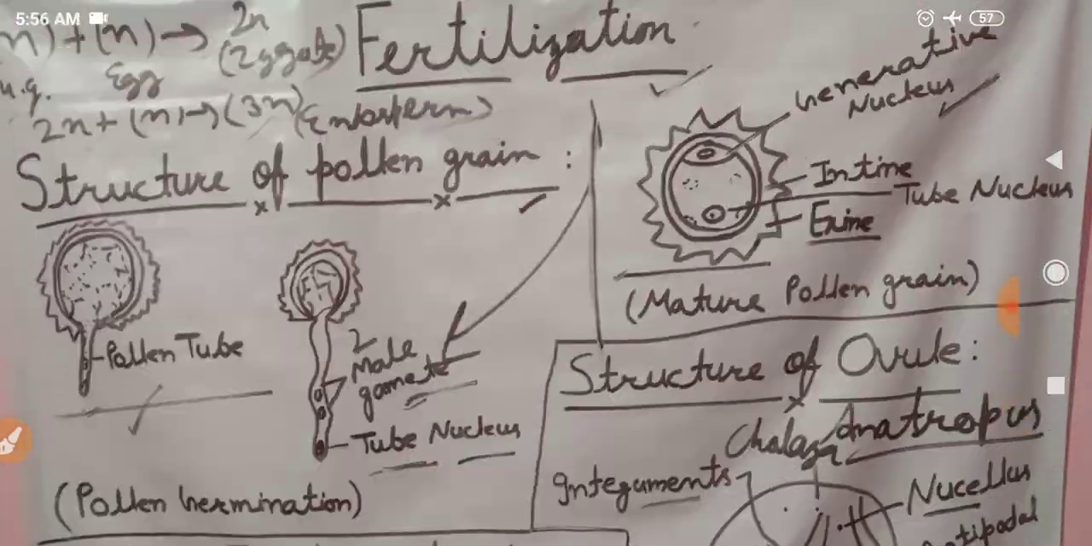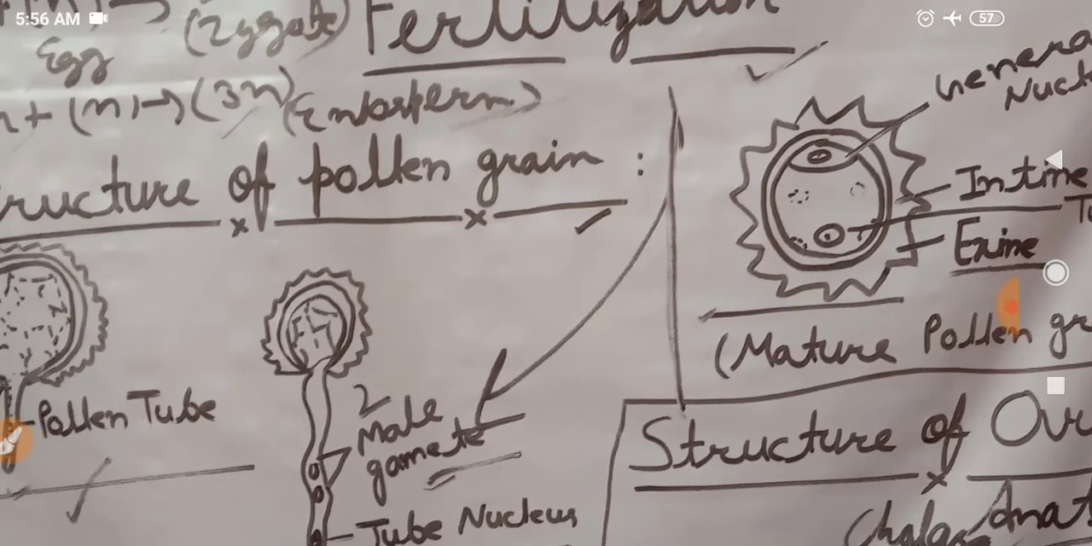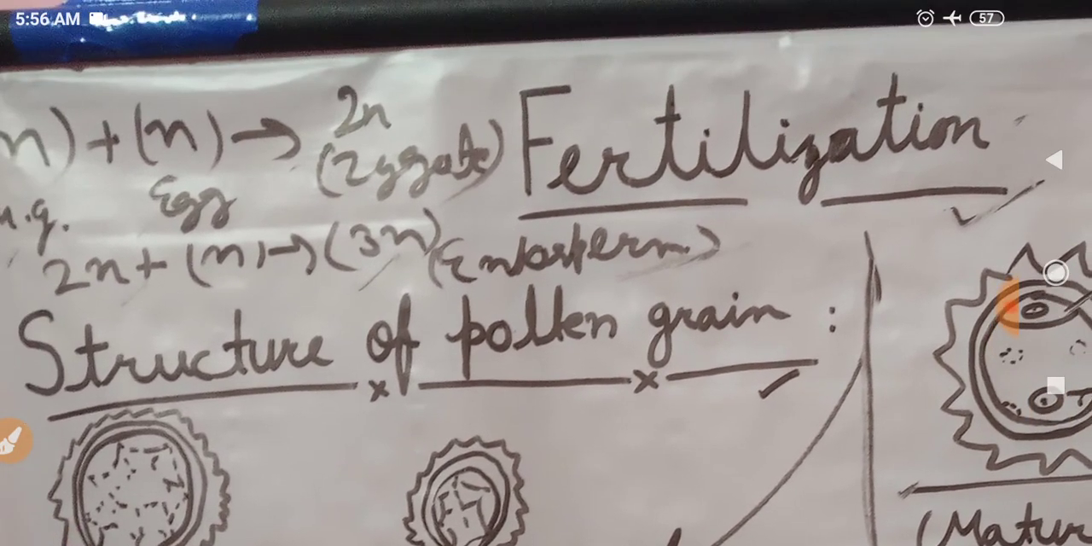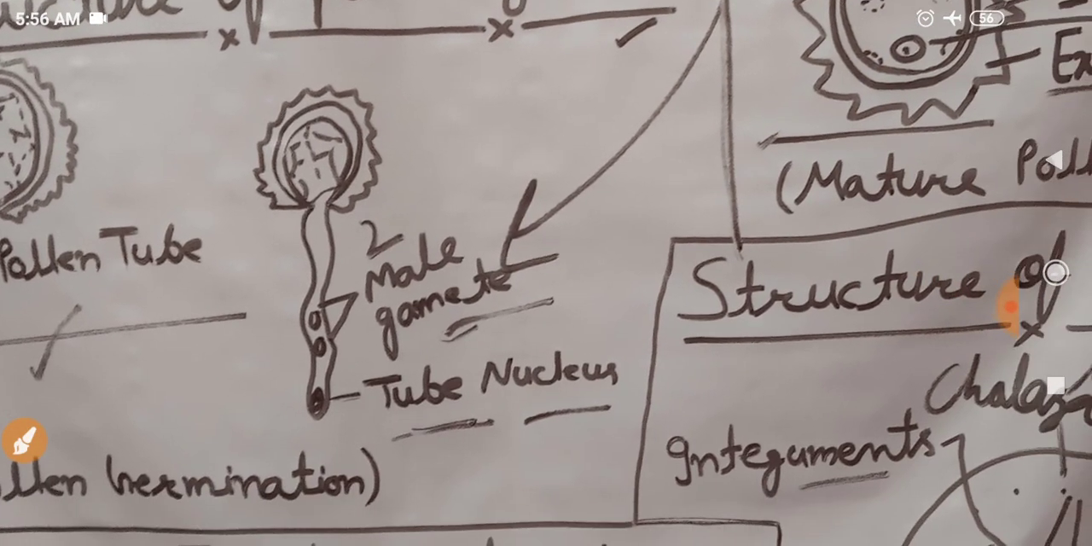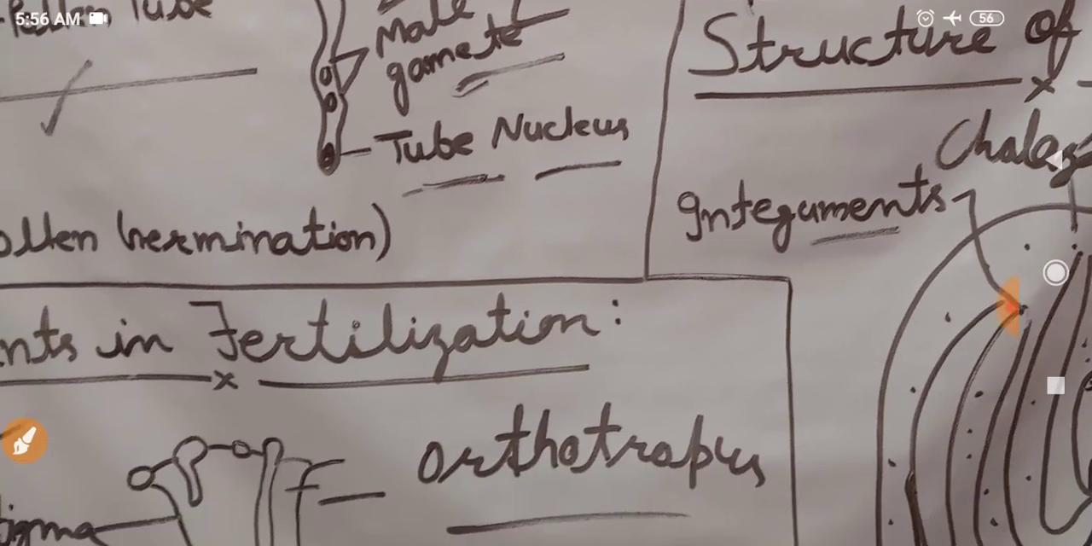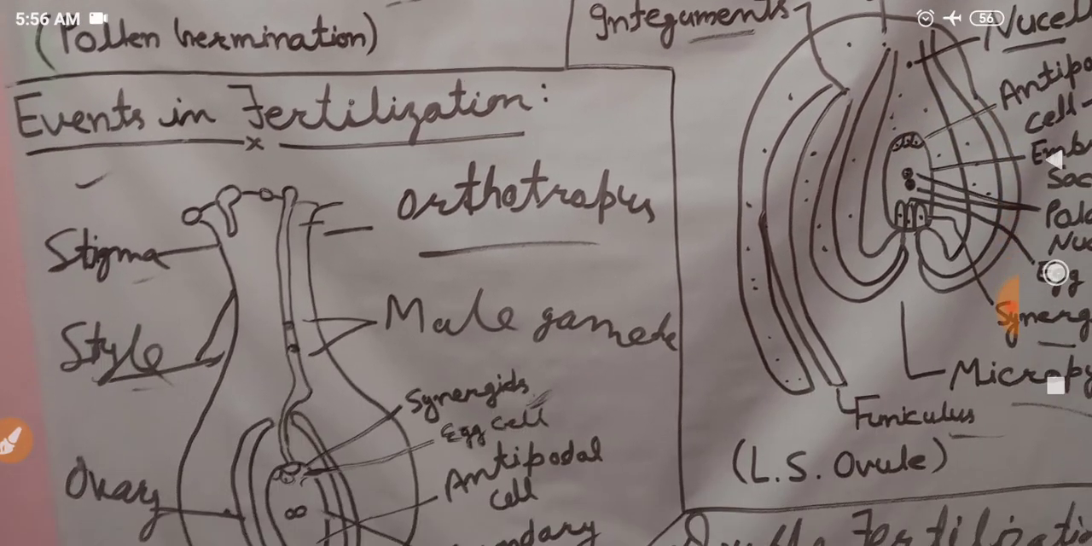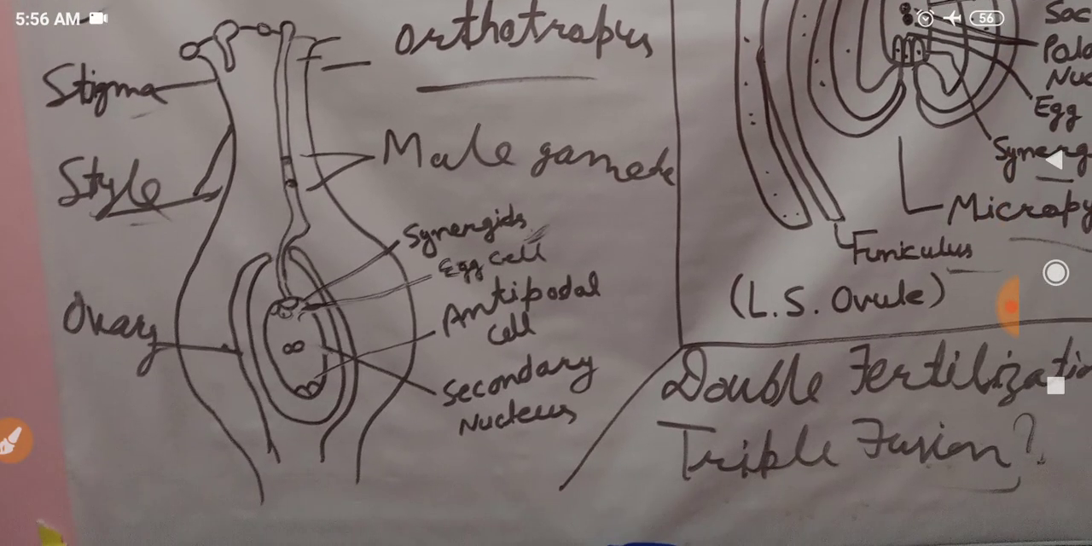You can see the process briefly like this also: n plus n, egg plus male gamete, forms the zygote, and 2n plus n, the secondary nucleus fused with the male gamete, forms the endosperm. So mainly this is the process of double fertilization and triple fusion. I hope you understand, and if you read from your book, you can easily understand it.